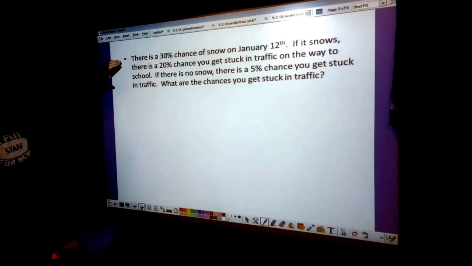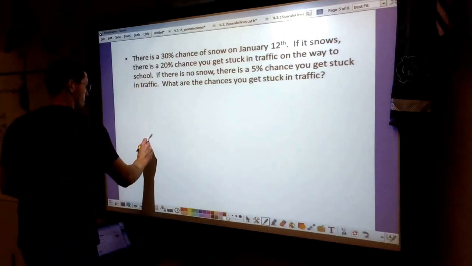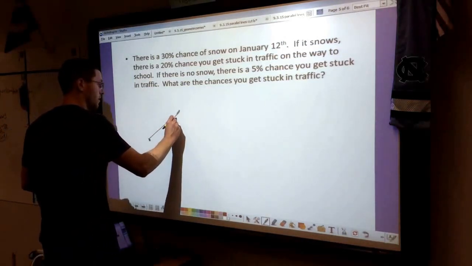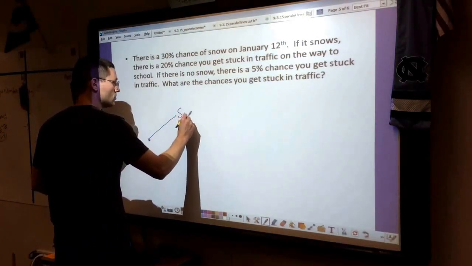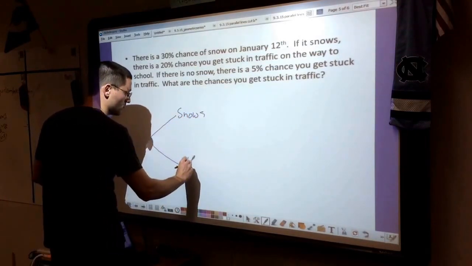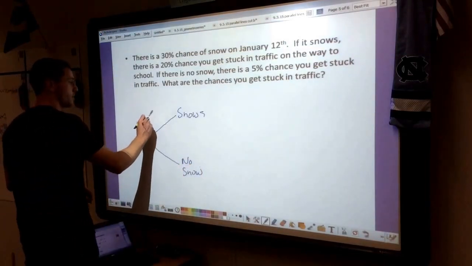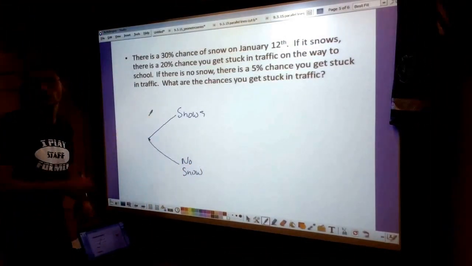So this problem says that there's a 30% chance of snow on January 12th. So let's just start with that. We're going to start our probability tree. There's a chance it snows, and if it doesn't snow, we get no snow. And there is a 30% chance. Let's see, should we pause it and get out there?